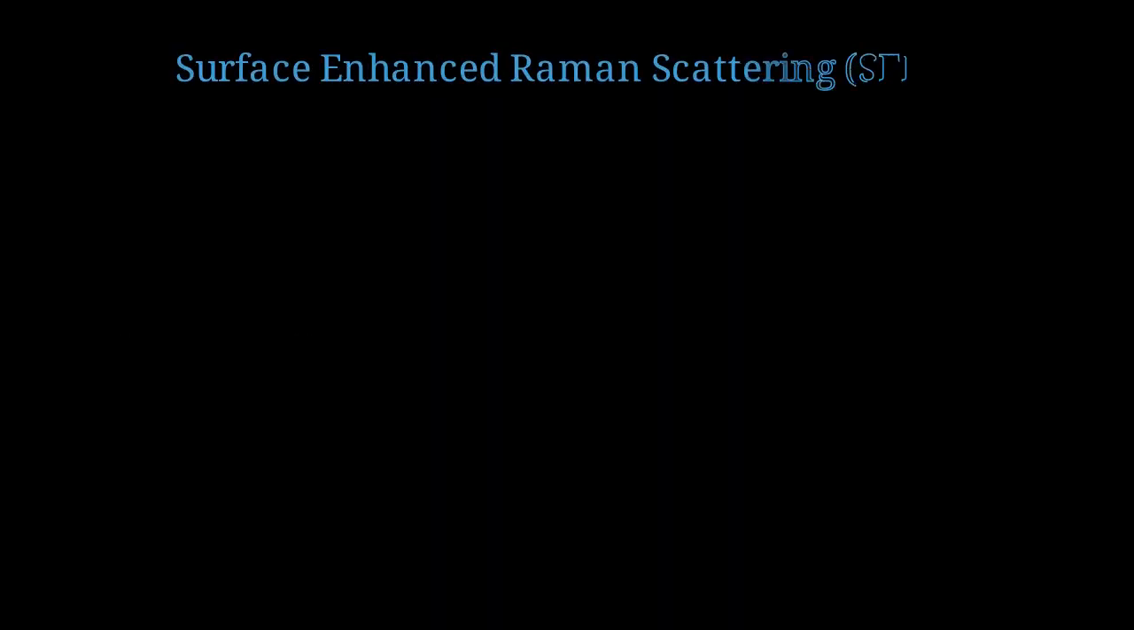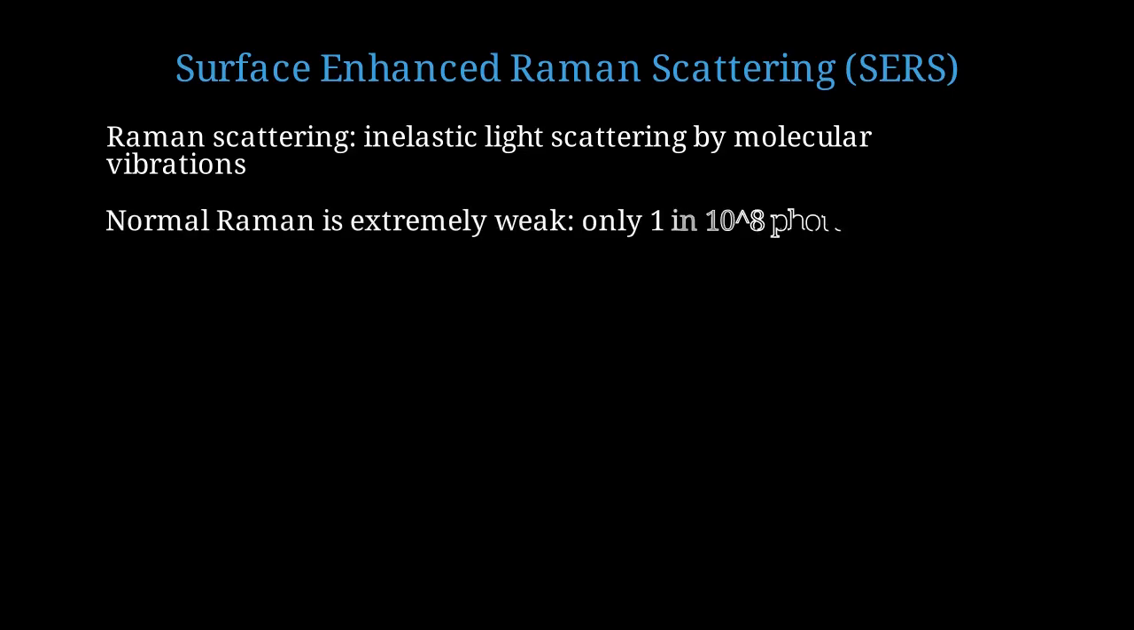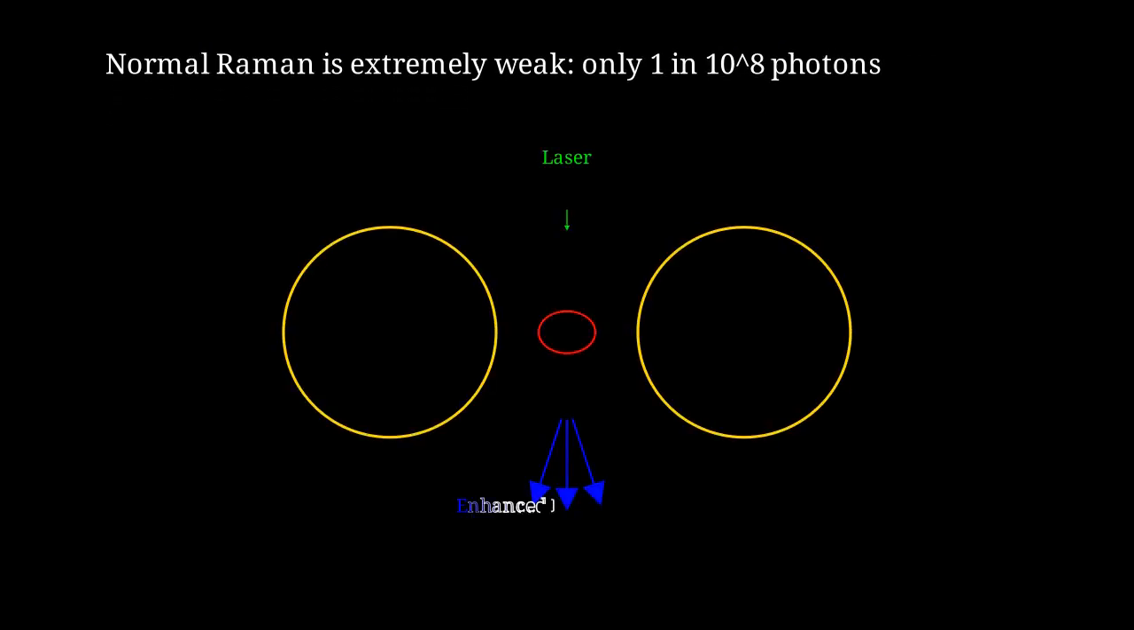Now let's discuss one of the most important applications of plasmonic hotspots, surface-enhanced Raman scattering, or SERS. First, let me explain Raman scattering. When light interacts with a molecule, most photons scatter elastically. However, a small fraction scatter inelastically, exchanging energy with molecular vibrations. Normal Raman scattering is extremely weak. Typically, only 1 photon in 100 million undergoes Raman scattering. This makes detection challenging. In SERS, a molecule positioned in the hotspot between two nanoparticles experiences enormous field enhancement.